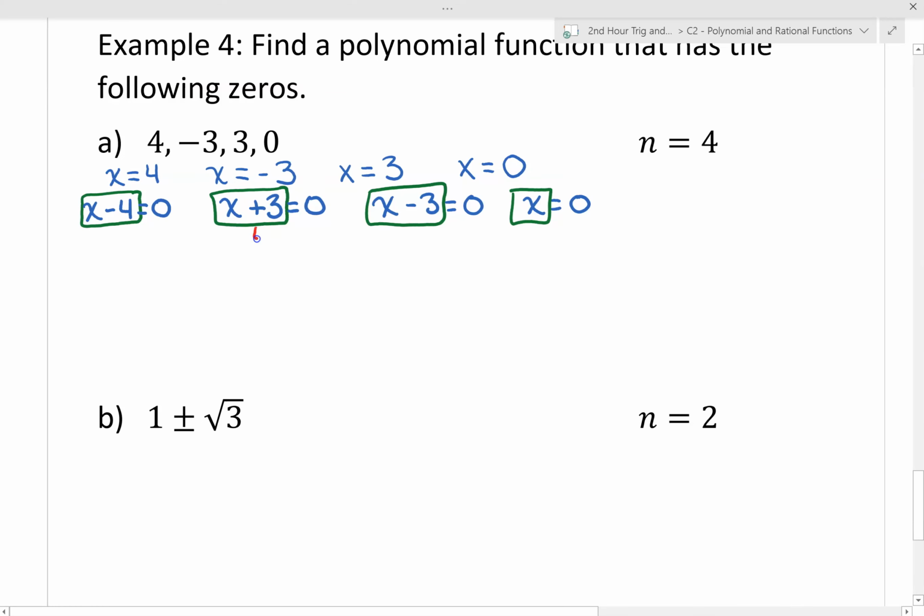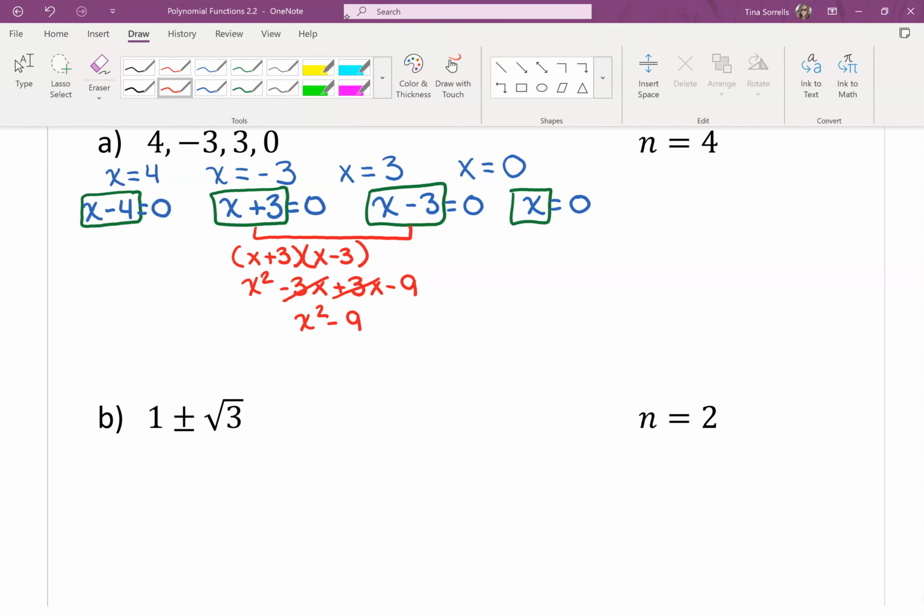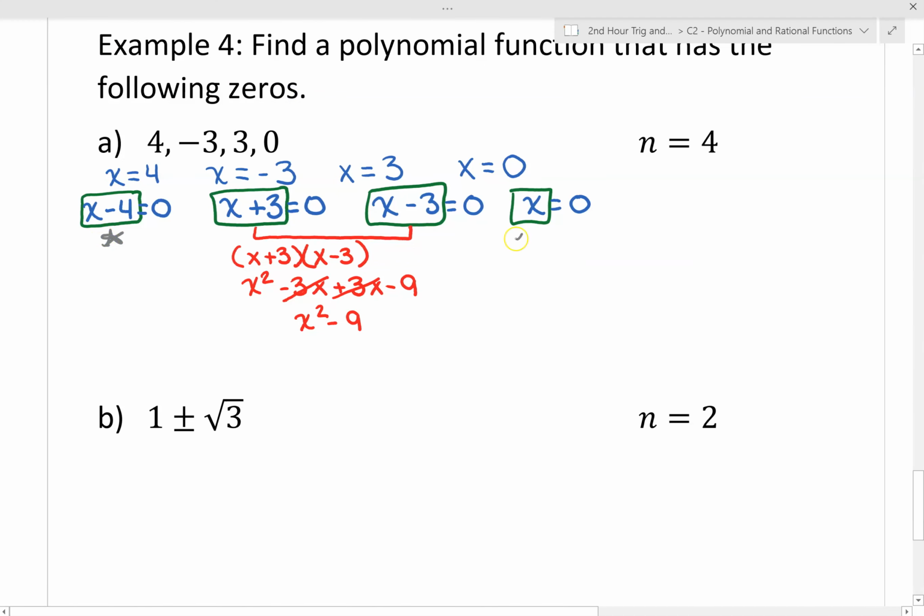Okay, so the first two I want to multiply together are these two, because that is my difference of squares. So if I do x plus 3 times x minus 3, I will get x squared minus 3x plus 3x minus 9. And remember, the two middle terms cancel when you're doing a difference of squares. That's why I wanted to multiply those together. Then I would like to take my x minus 4 and my x and put them together. Okay, so that's pretty easy. So I just have to distribute, and I get x squared minus 4x.